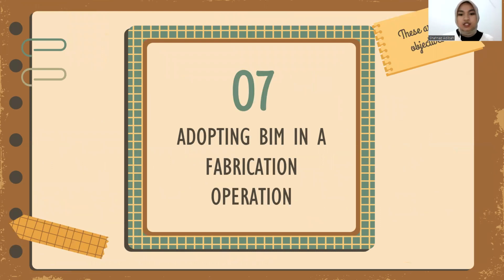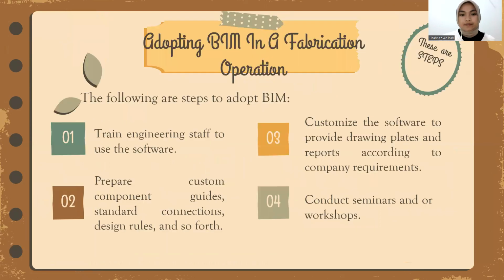We go to the seventh section, which is adopting BIM in a fabrication operation. The following are steps to adopt BIM. First is train engineering staff to use the software. Second is prepare custom component guides, standard connections, design rules, and so forth. Third, customize the software to provide drawing plates and reports according to company requirements. Fourth, conduct seminars and or workshops.